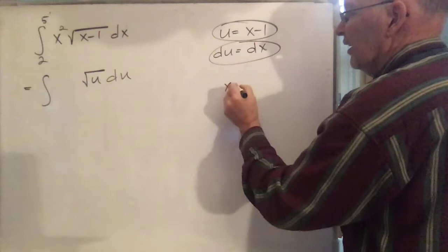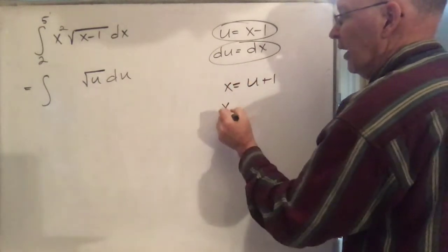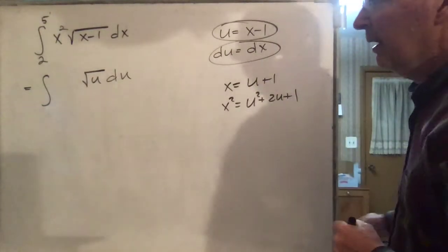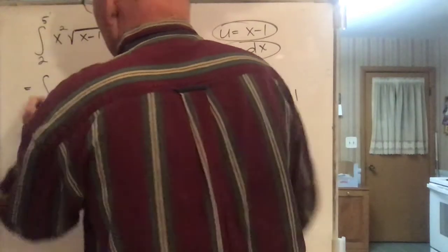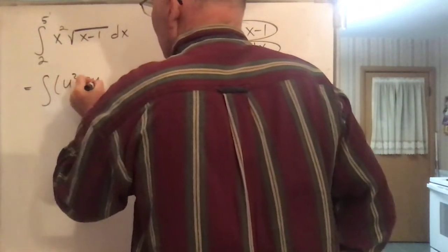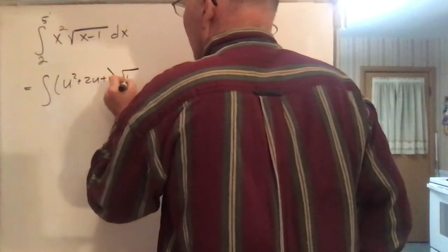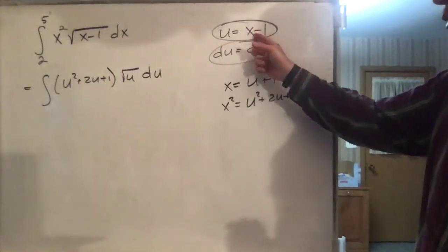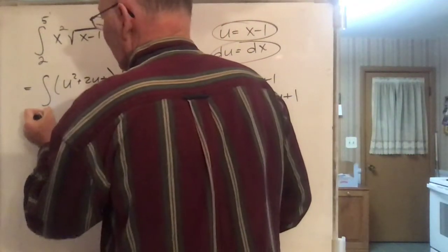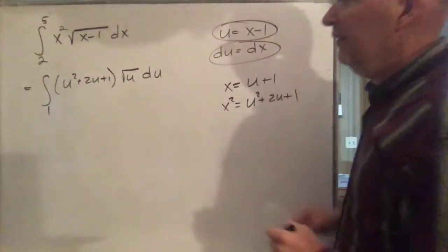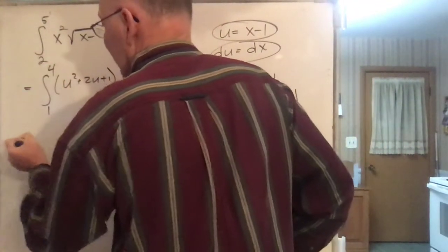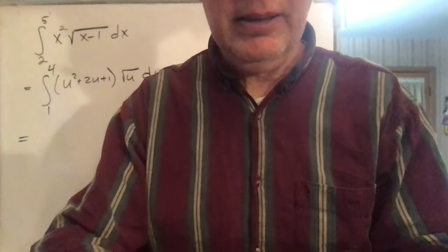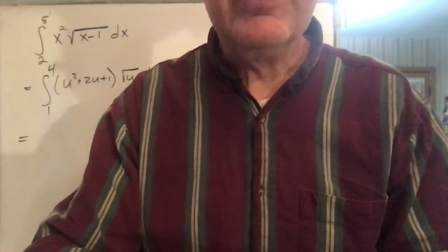Sure. I can set that x is equal to u plus 1, and so x squared is going to be u squared plus 2u plus 1, right, when I square that out? So I needed a u squared plus 2u plus 1 all times square root of u du. And then again, we need to change our limits of integration. When x is 2, u is going to be 1. When x is 5, u is going to be 4. See that? After a while, you can make these things up in your head. You can kind of see the end from the beginning. Let me make sure that everything is still going strong here.